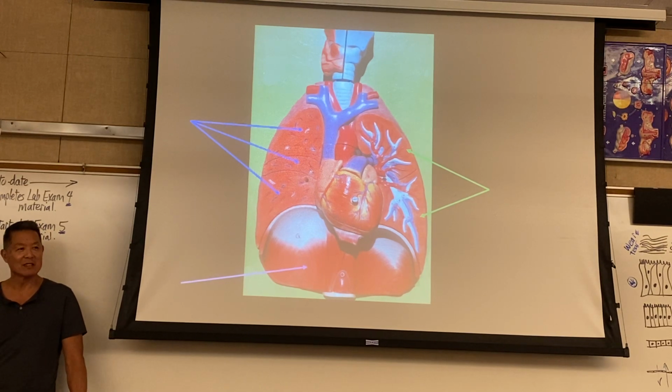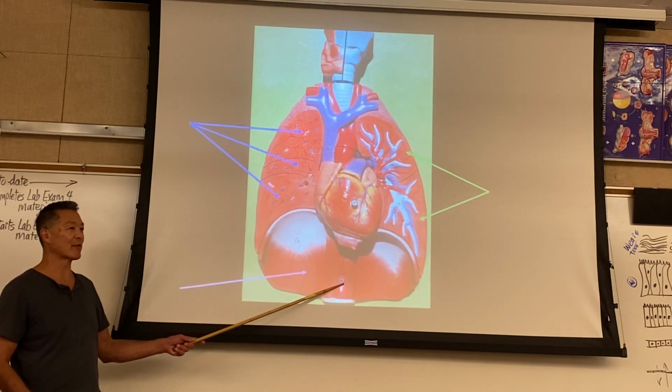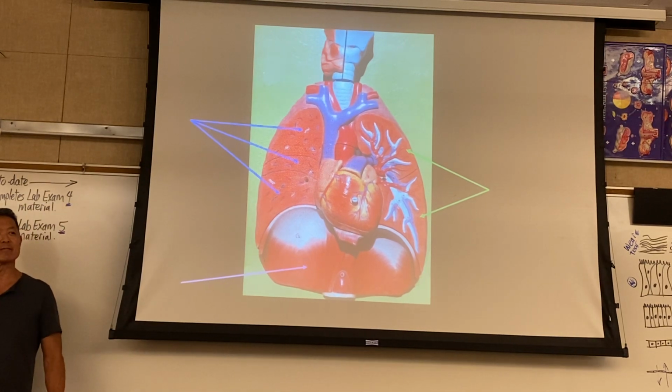Celiac trunk, because remember how there's 5 arteries that come off the descending abdominal aorta? I said the very first one, as soon as the aorta springs out from underneath the diaphragm, boom, there it is. That's how close it is.